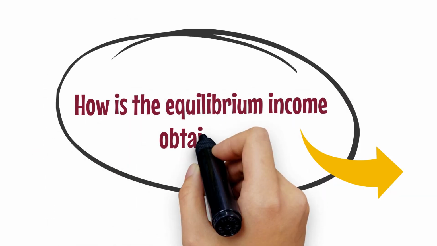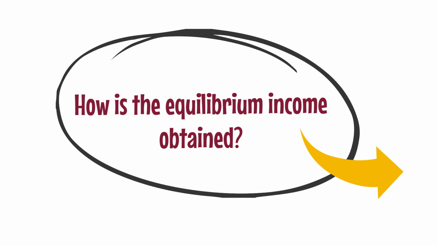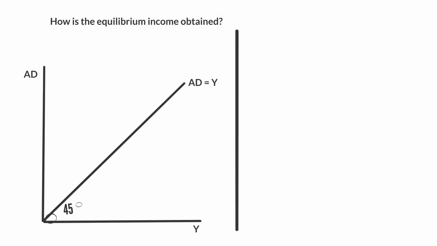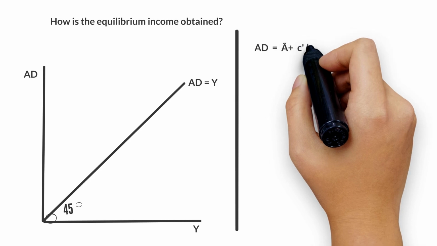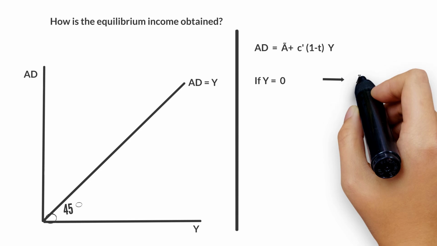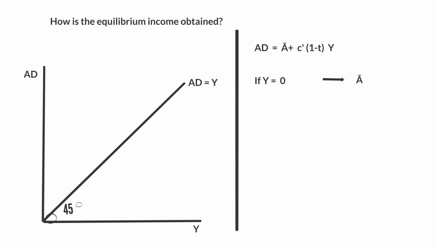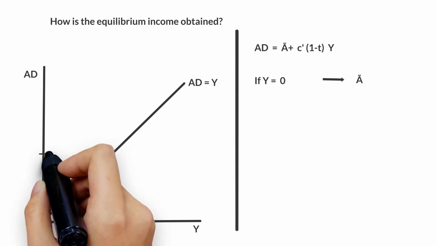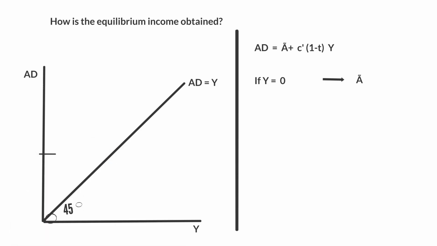How is the equilibrium income obtained? We know that aggregate demand equals A plus the marginal propensity to consume multiplied by 1 minus T, times income. Thus, if the income is equal to 0, the aggregate demand will be equal to the value of A. It is reflected in the graph. At the origin, aggregate demand takes the value of A.